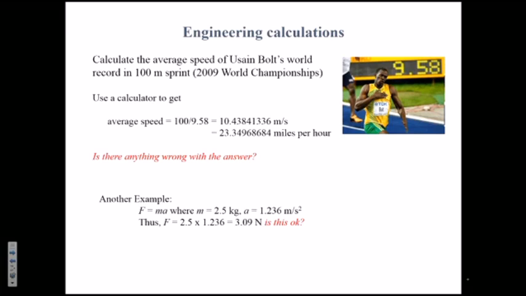Okay, another example. If you're trying to compute, let's say, the force exerted on an object of mass 2.5 kilograms and acceleration is 1.236 meters per second squared, you can compute that force using Newton's second law, multiply the two numbers, and you get your answer: 3.09 Newtons. And that's the number you get from the calculator. So if you plug those into your calculator, you'll get 3.09 Newtons, right?